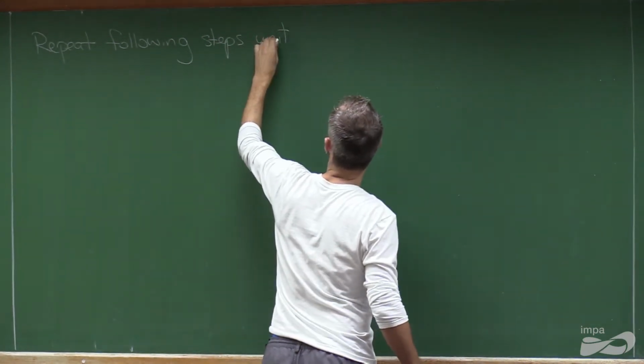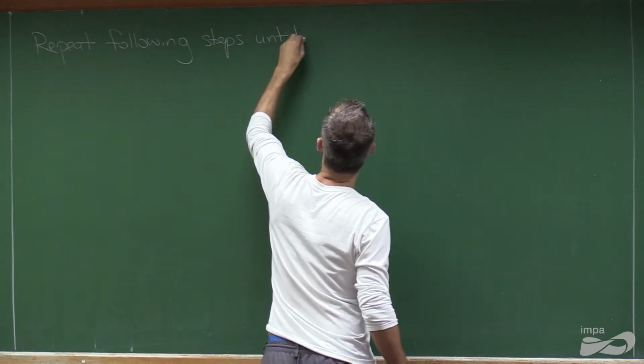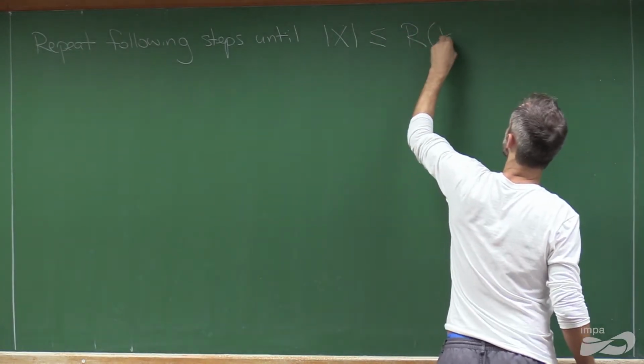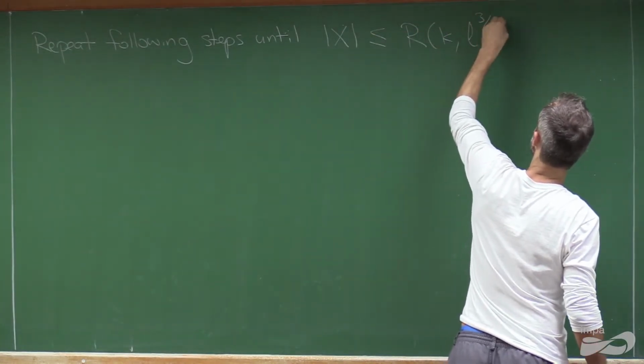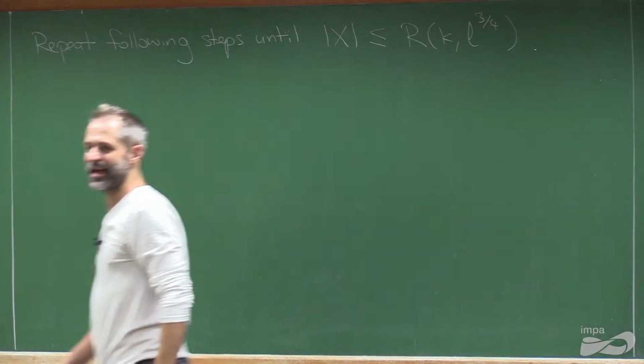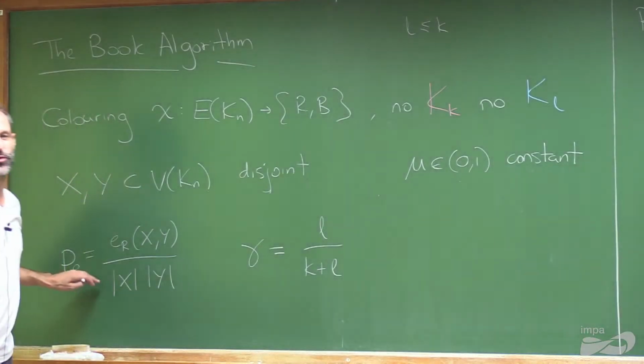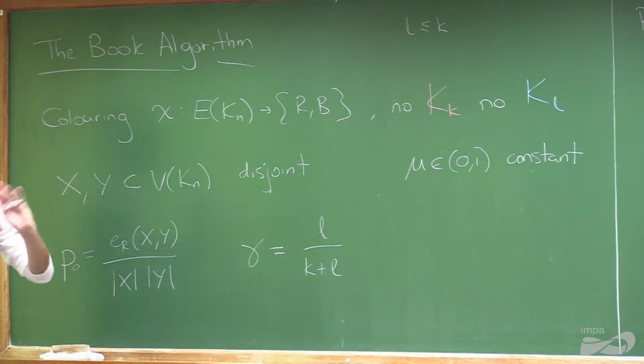Until the size of X is at most the Ramsey number R(k,l) to the 3/4. Actually, there's one extra condition that I'm ignoring. Officially, we also stop if the density of red edges gets super low. But it will never happen, so let's not worry about it for now. We'll worry about it later in the analysis. You can think of p as being a constant, and the density will always be a constant. It won't go much below the initial value. Actually, it's even a constant bigger than a half.